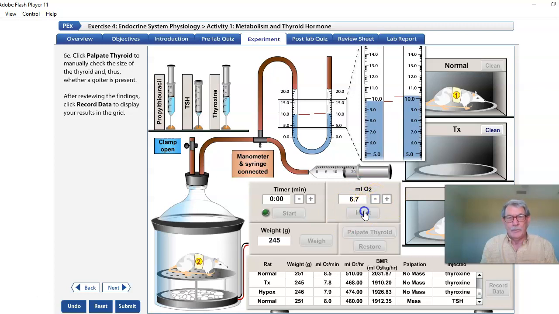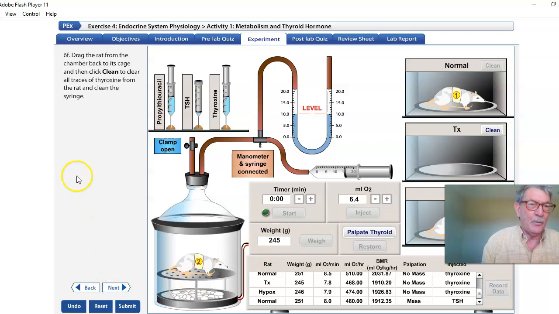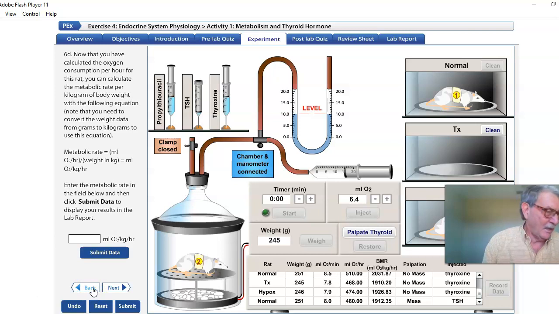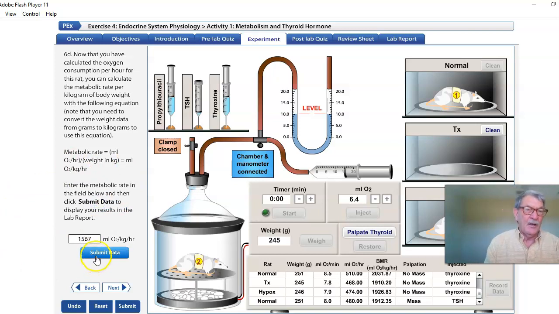Oops. There we go. 6.4. 6.4 times 60 equals 384. It didn't let me write it down. 384 divided by 0.245 equals 1567. So he's still hypothyroid. Submit data.